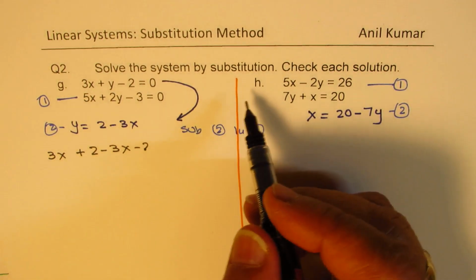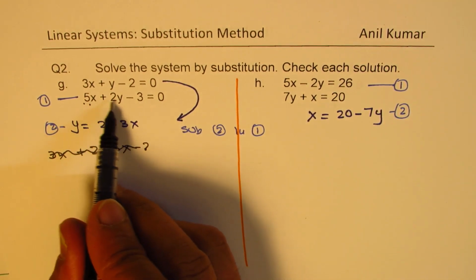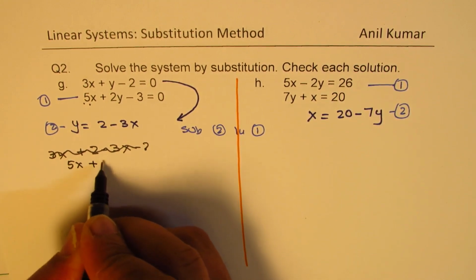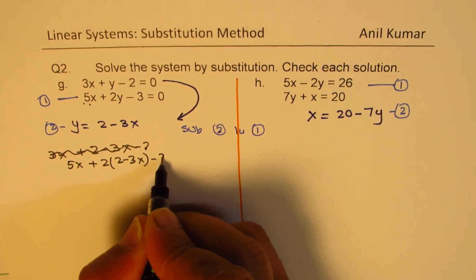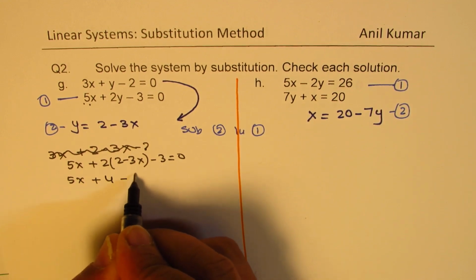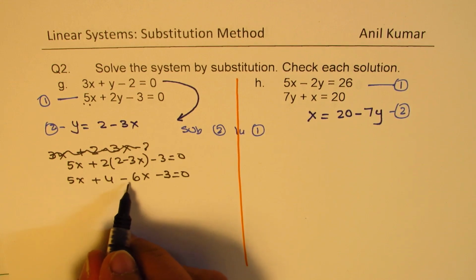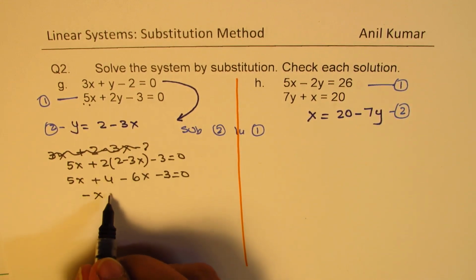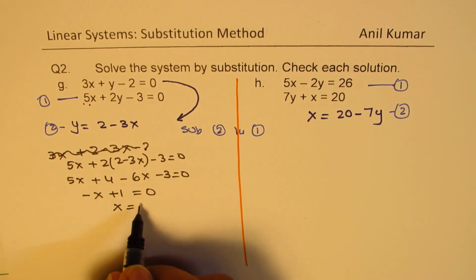Sorry, equation number 1 is this one, right? 5x plus 2y minus 3. So we get 5x plus 2 times the y value, which is 2 minus 3x, minus 3 equals 0. So we get 5x plus 4 minus 6x minus 3 equals 0. So 5x minus 6x is minus x, and 4 minus 3 is plus 1, correct? Equals 0. Or we get x equals 1.